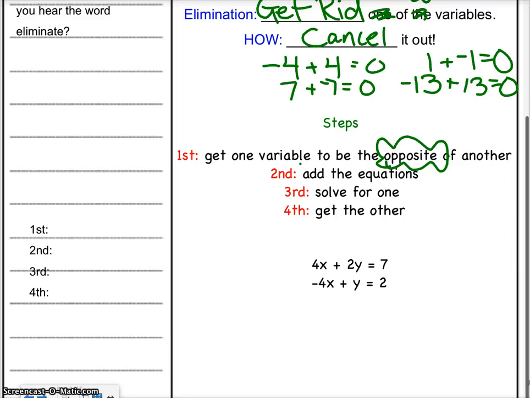Then I'm going to add. Then I'm going to solve, and then I will get the other. Okay? So, make sure I can cancel them out, so make sure they're opposite. Add them, solve, get the other. Now watch this process.